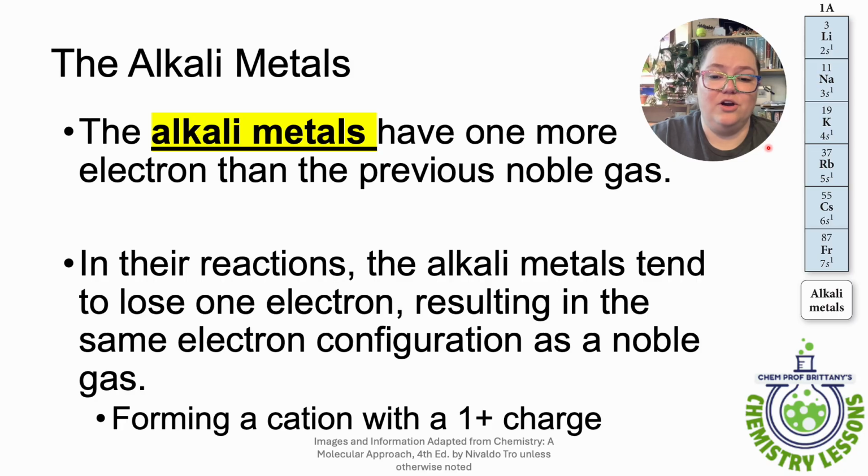So here you can see 2s1, 3s1, 4s1. So we've got that 1 valence electron for all of these. So what happens is, to become that stable noble gas electron configuration, we lose that electron. So our alkali metals form a 1+ charge.